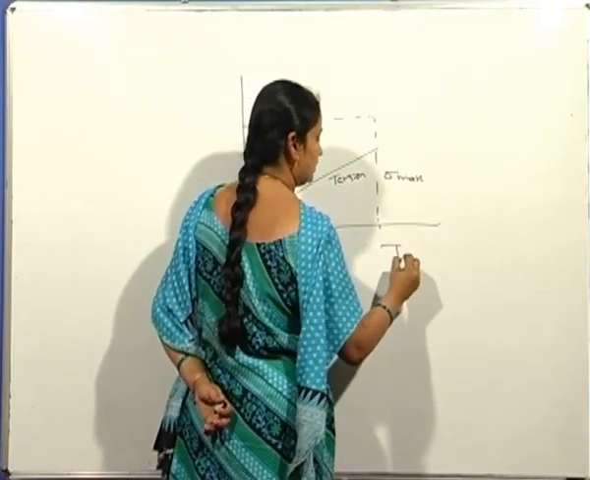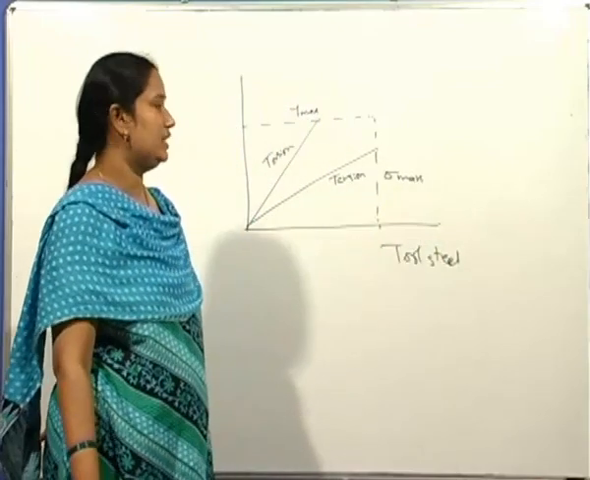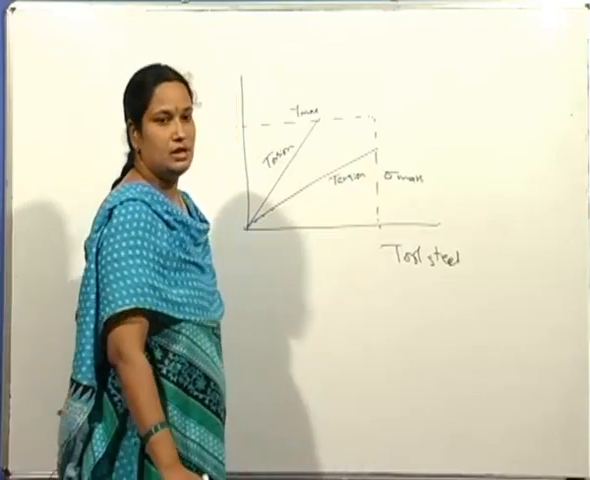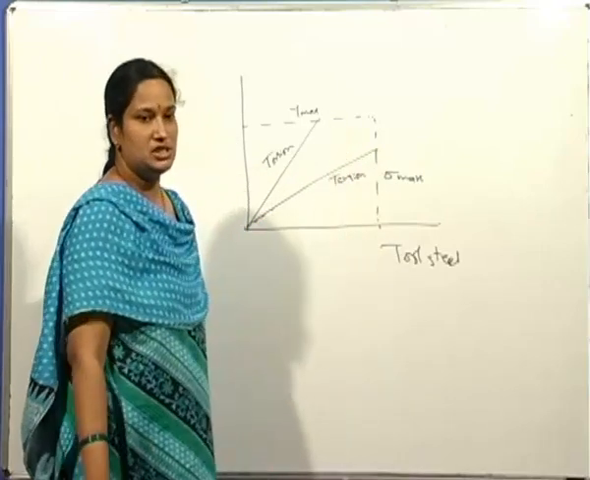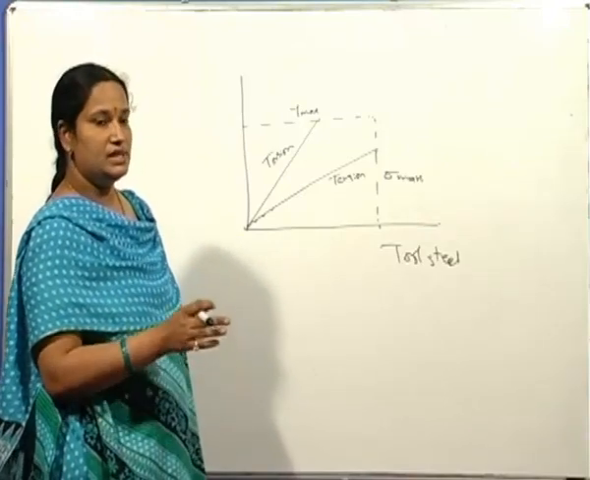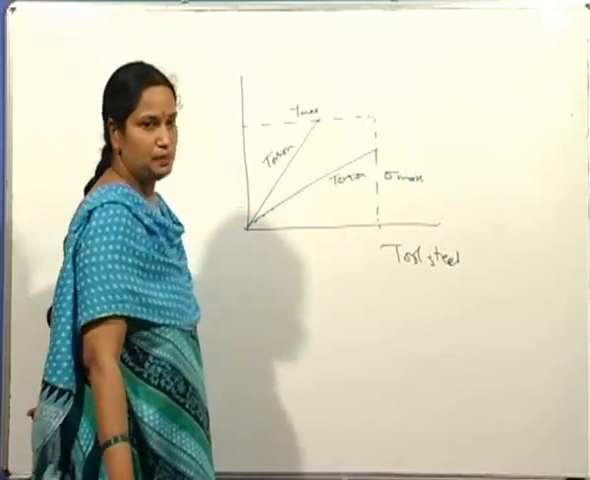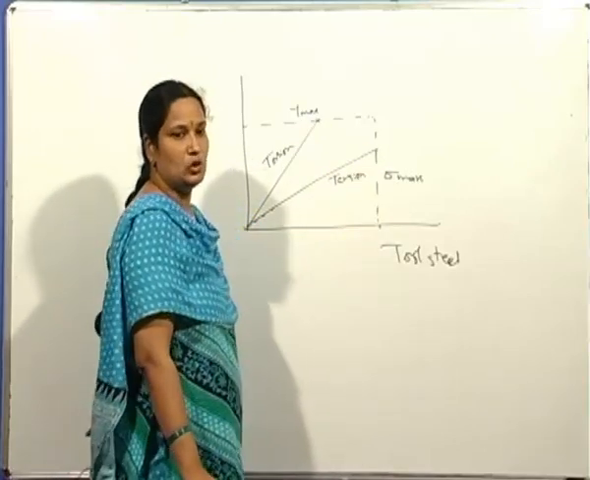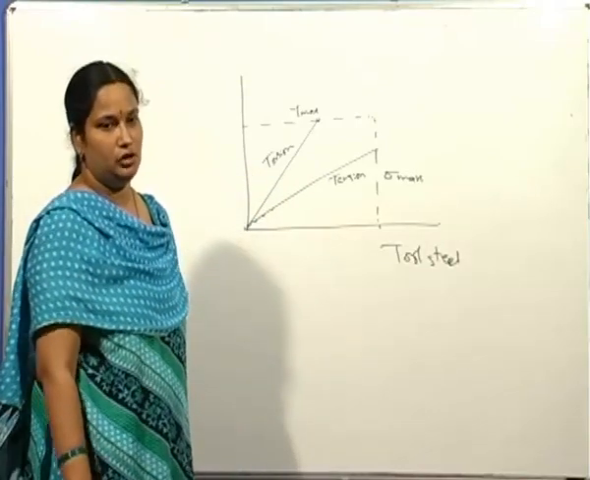For the case of tool steel, which is brittle when it is tested under tension, the maximum normal stress for fracture is reached before the maximum shear stress to cause plastic deformation when this material is tested in tension. When the same material is tested in torsion, the maximum shear stress to cause plastic deformation is reached before the maximum normal stress to cause fracture. So this is one of the differences between tension and torsion.